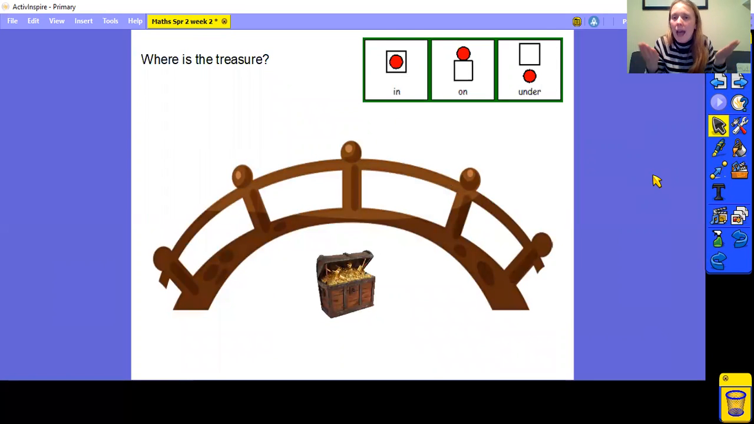Okay, where is the treasure? Is it in the bridge? Is it on the bridge? Or is it under the bridge? Where is the treasure? That's right, it's under the bridge. Here it is.